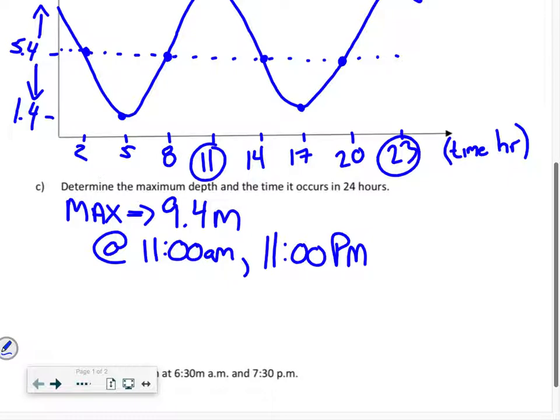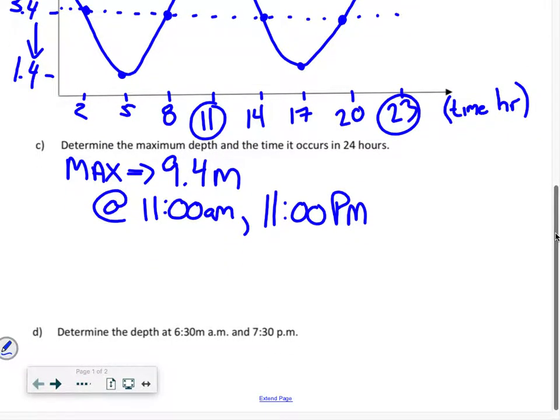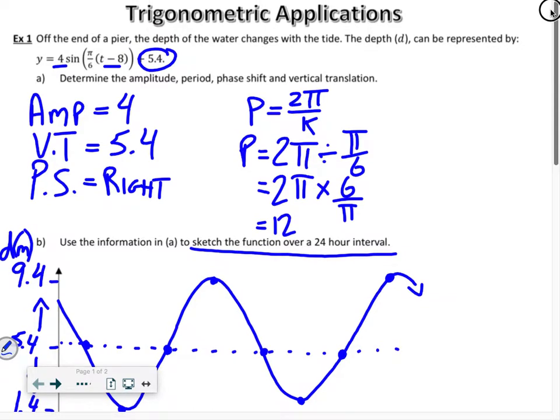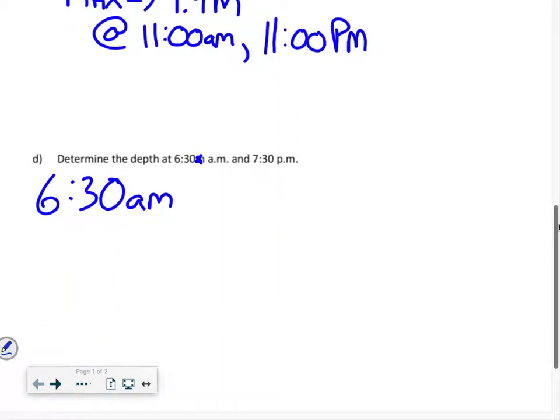Okay, now the important thing about the next question is that your calculator is in radians. So when I'm looking at 6:30, this is where a lot of people are going to mess up. 6:30, and that should just be a.m. 6:30 a.m. would give me a t value, excuse me, of 6.5. Because there's 30 minutes in an hour, so I'd have to do 30 divided by 60 to get 0.5.